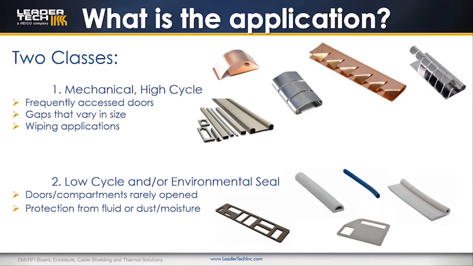You can use two classes to further separate our enclosure shielding products and get closer to finding the right one for your application. One, there is mechanical, high cycle applications where a door is frequently accessed, being opened and shut, a gap that can vary in size with the opening and closing, and wiping applications, to name a few. And two, there is low cycle and/or environmental seals. These doors or compartments are rarely or infrequently accessed, and these can also offer protection from fluids, dust, or moisture.